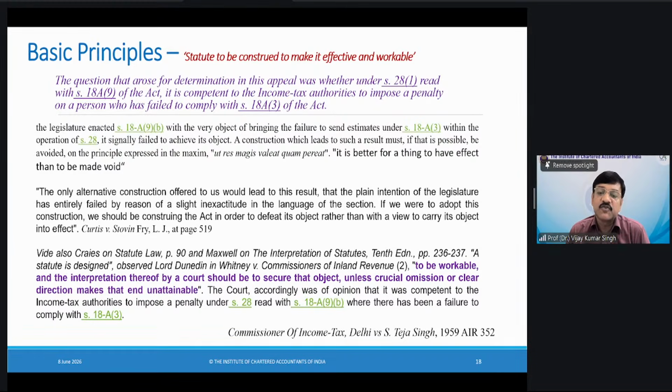So that statute should not be just discarded. You need to try to make sense of that particular statute and try to make use of that statute.